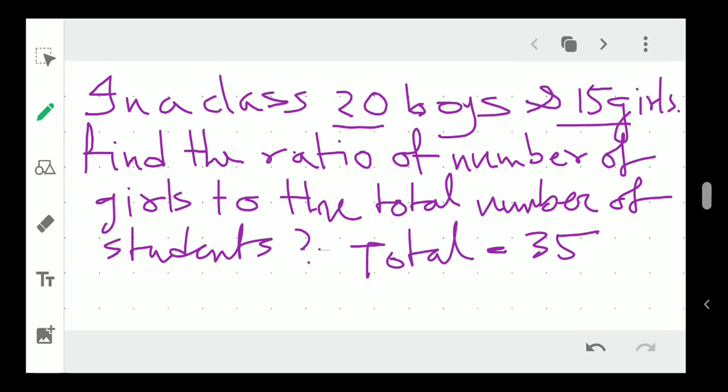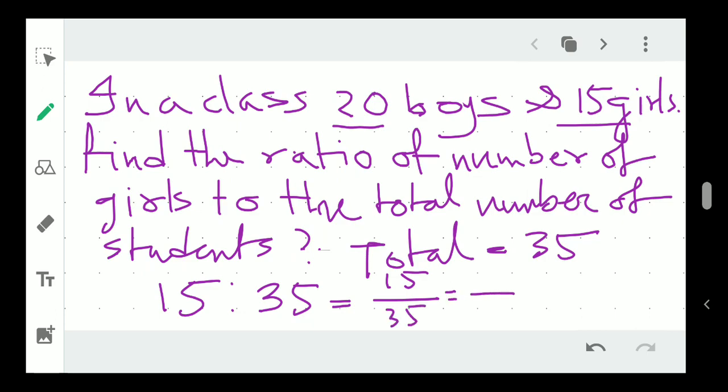Girls to total. So what is the girls' number? 15. So I will write 15 first. Then, to the total number of students, that is 35. So 35 comes after that. So how much am I getting? 15 by 35. So I can write 15 as 3 into 5 and 35 as 7 into 5. So 5 is gone, I have 3 by 7, that is 3 is to 7.